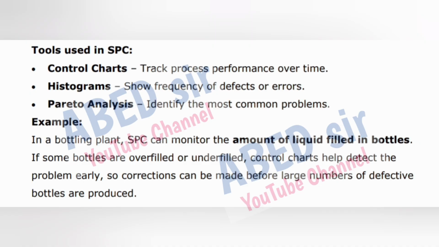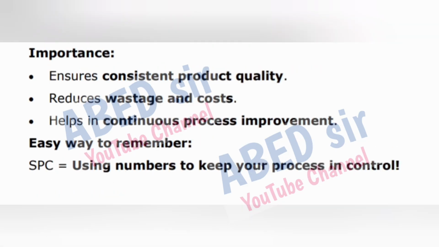Example: in a bottling plant, SPC can monitor the amount of liquid filled in bottles. If some bottles are overfilled or underfilled, control charts help detect the problem early, so corrections can be made before large numbers of defective bottles are produced. Importance: ensures consistent product quality, reduces wastage and costs, and helps in continuous process improvement. Easy way to remember: SPC equals using numbers to keep your process in control.